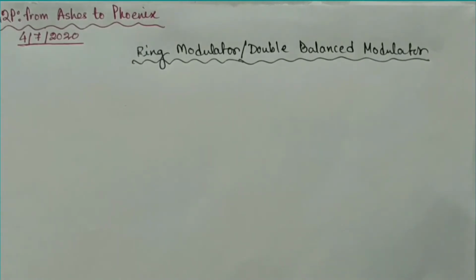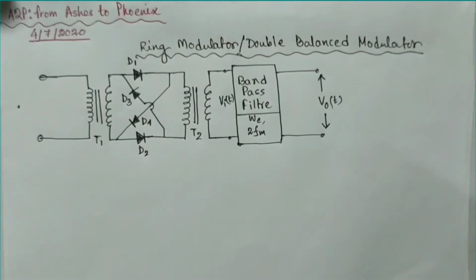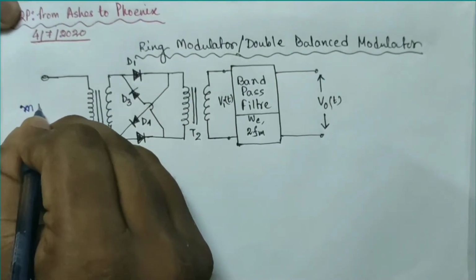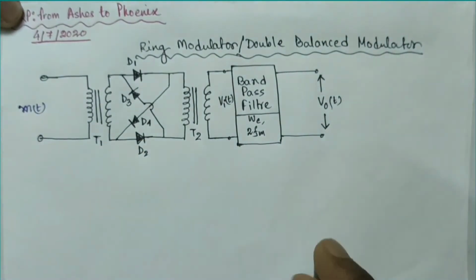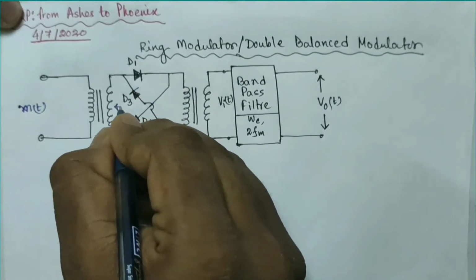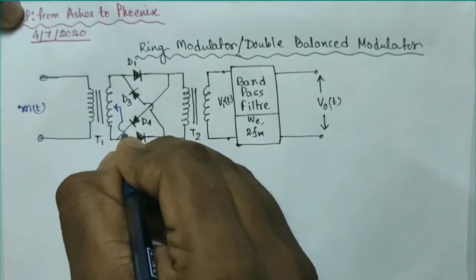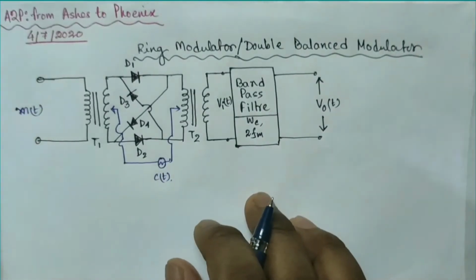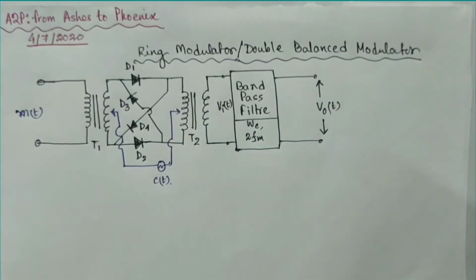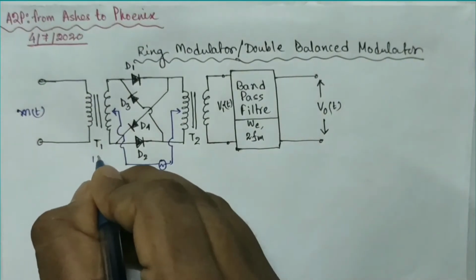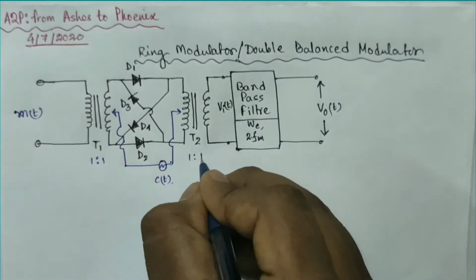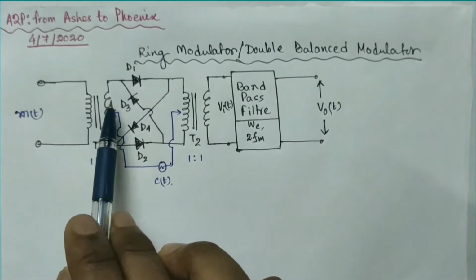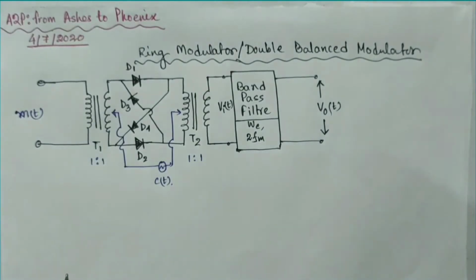So the modulating circuit is like this. The message signal m(t) is given at this point, and the carrier signal is used to center tap the transformer like this. The transformers have turns ratio 1:1 in both cases, that is whatever voltage is there at the primary side will actually be found at the secondary side as well.